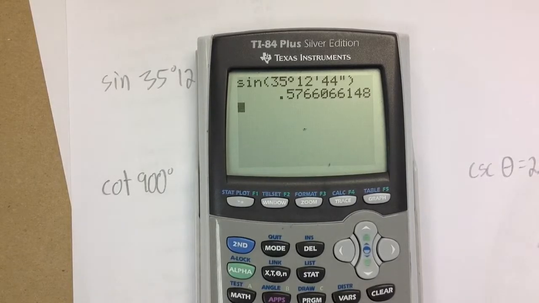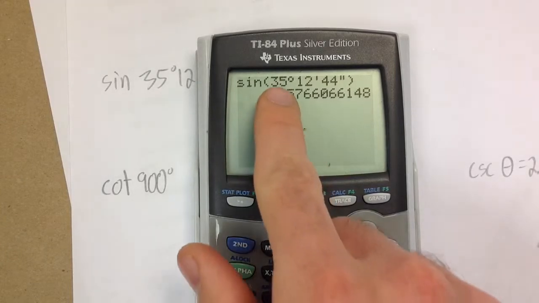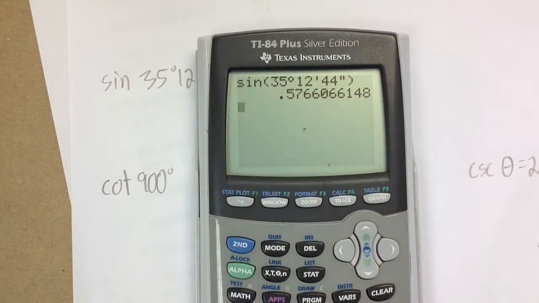I didn't have to use a protractor and draw out 35 degrees, 12 minutes, 44 seconds. I didn't have to draw a right triangle from that. I didn't have to measure the opposite side and the hypotenuse. The calculator tells me with a lot of precision what the sine is of 35 degrees, 12 minutes, 44 seconds.